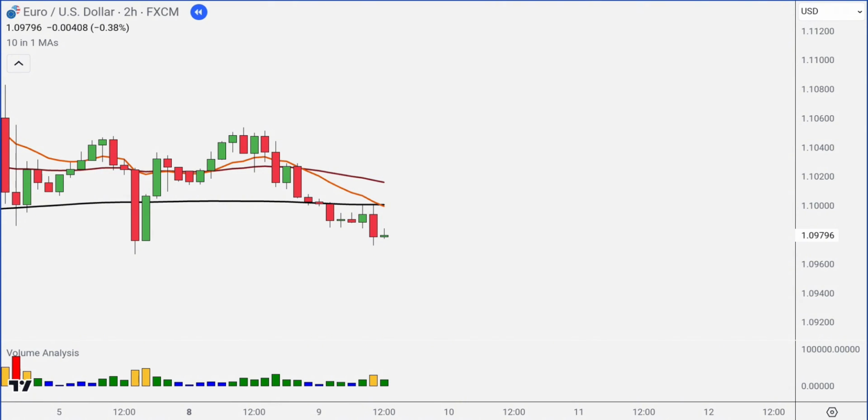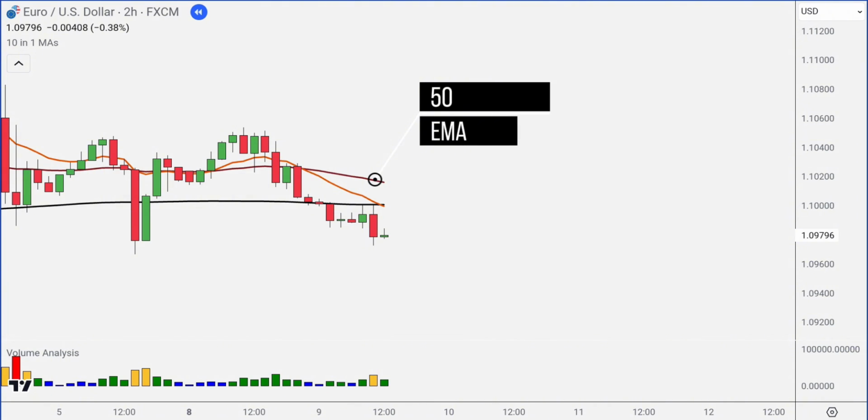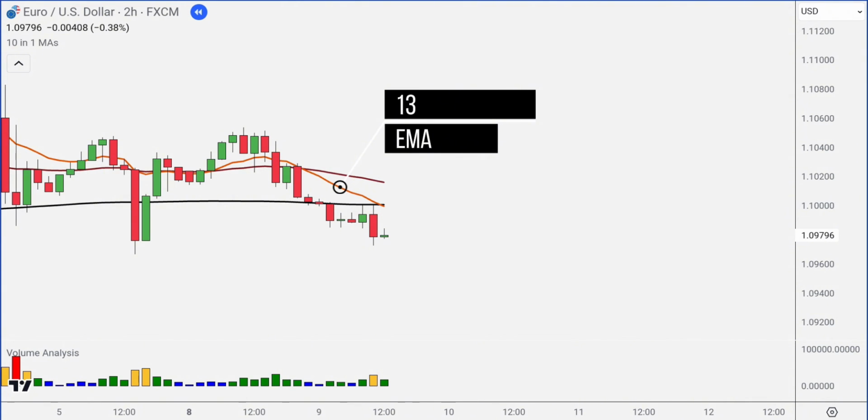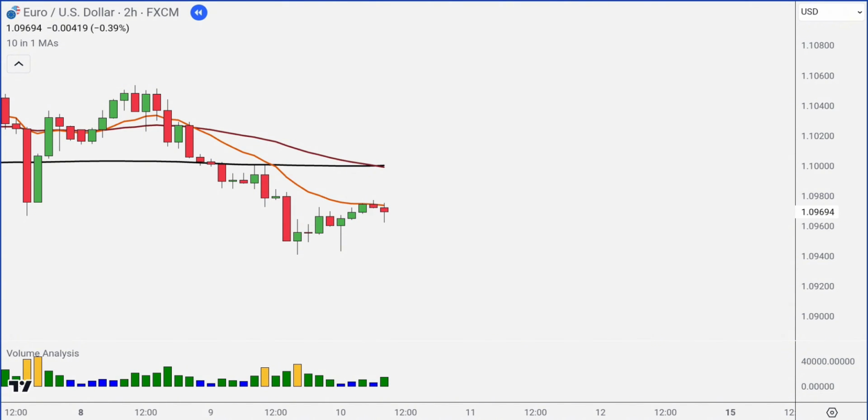According to the price action, the fastest moving average line with a 13 parameter setting has crossed below the 200 SMA line, but the 50 parameter EMA line is still above the 200 SMA line. And we can see that the 50 EMA line has also crossed below the 200 SMA line.